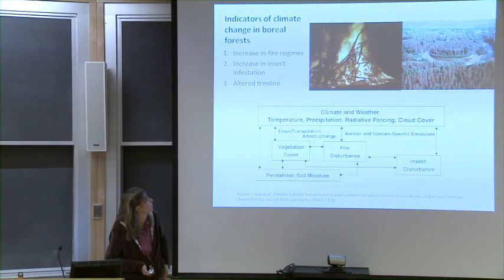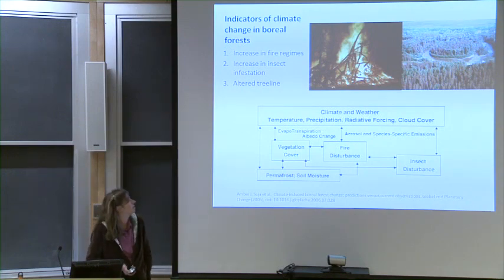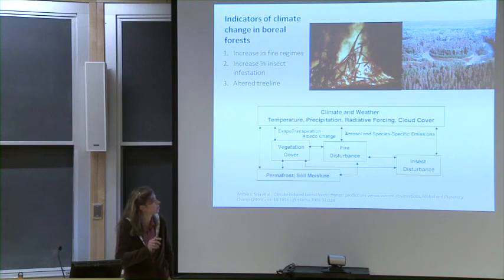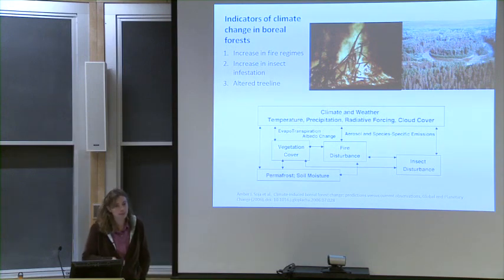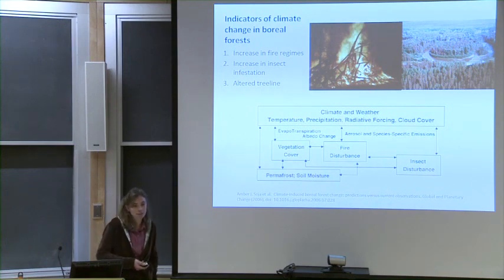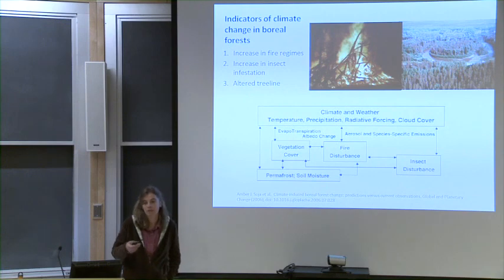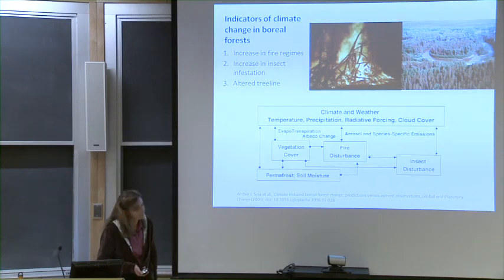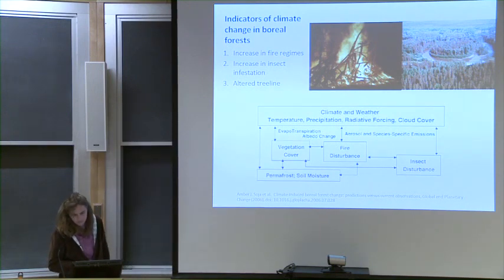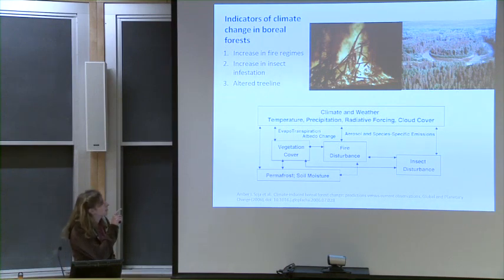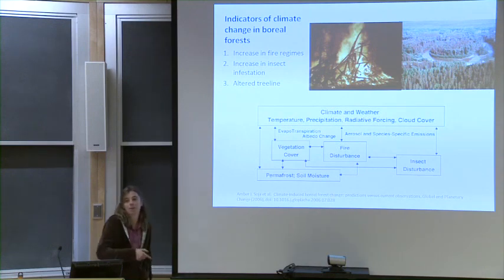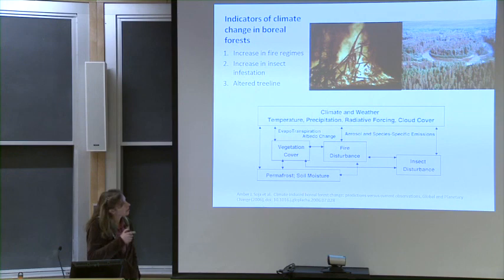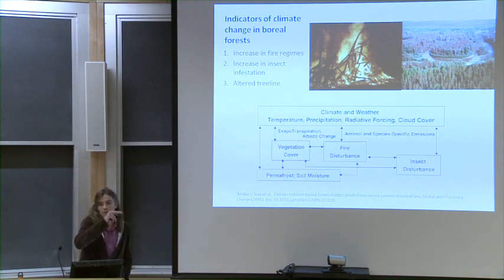The indicators of climate change in the boreal forests are likely to be an increase in fire regimes and also an increase in insect infestation, as well as altered tree lines. The fire regimes and the insect infestations are a natural and essential part of the boreal forest that maintain diversity and different age stands. So it's likely that increases in these fire and insect disturbances are going to be the mechanisms by which change happens. So looking for changes in extreme events is perhaps where to look more than slow progressions up in the tree line.